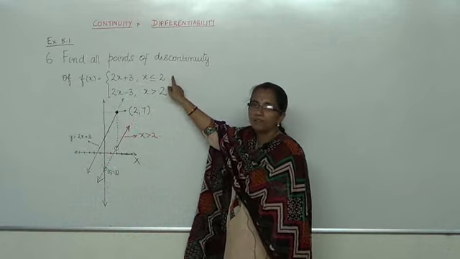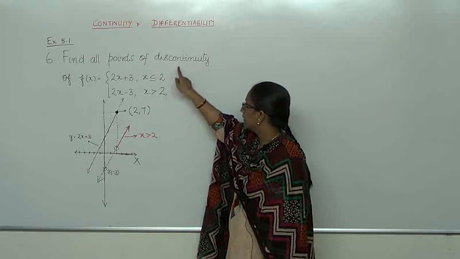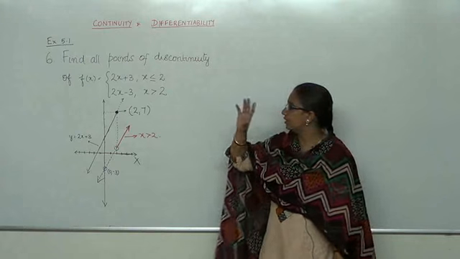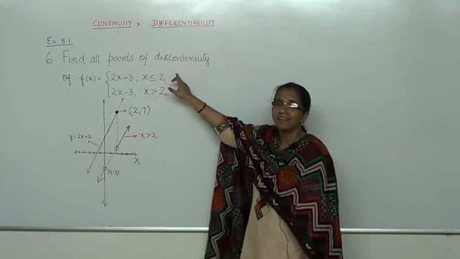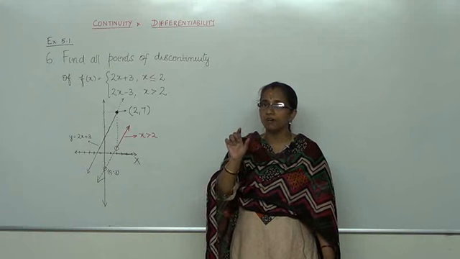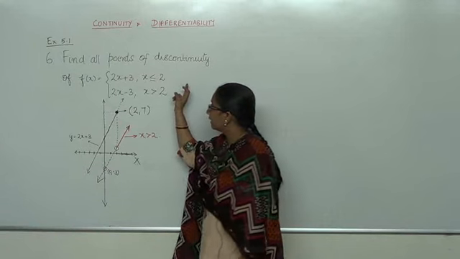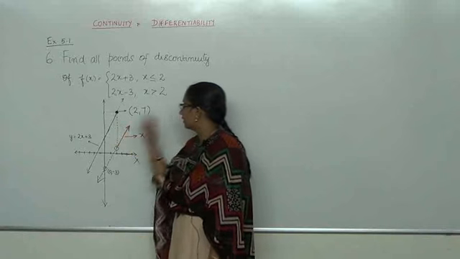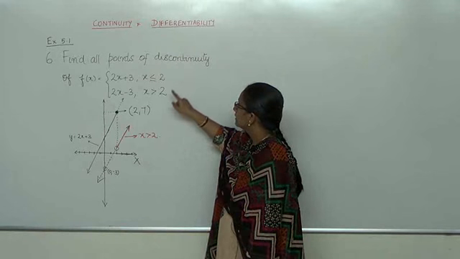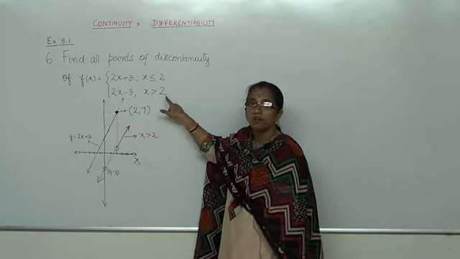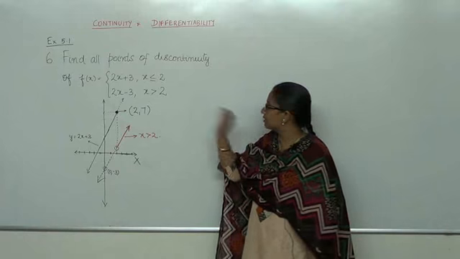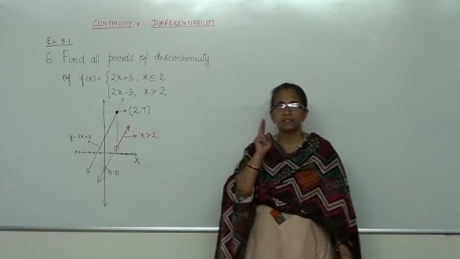We will be assuming one value x is equal to c, where this c is less than 2, and we will check for continuity of the function for x is equal to c less than 2. So that is the first step, where the graph will be this kind of a straight line. Next, the second case, we will be considering x is equal to c, which is a value greater than 2, and then we will discuss the continuity at x is equal to c, which is greater than 2. So that is the second part.